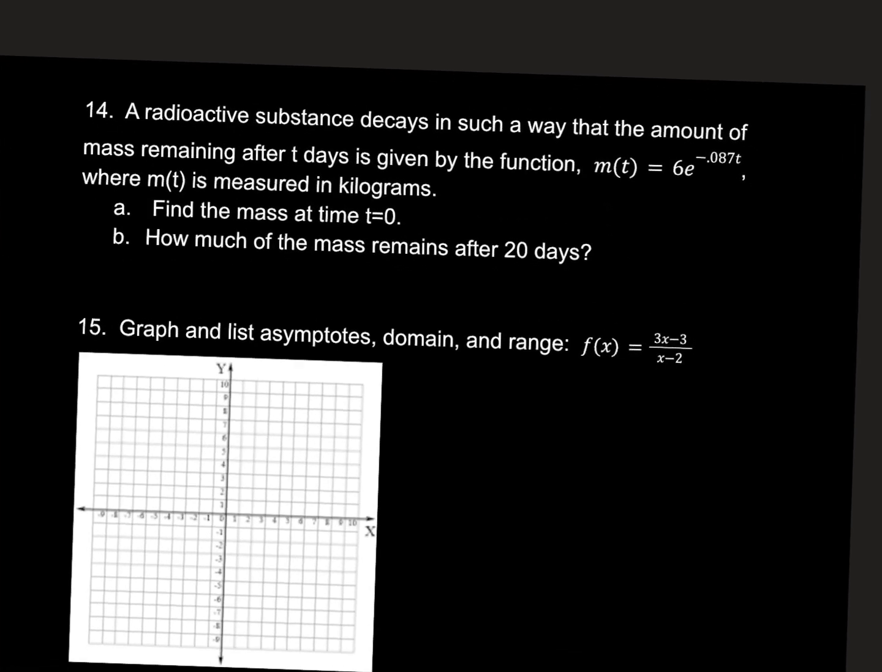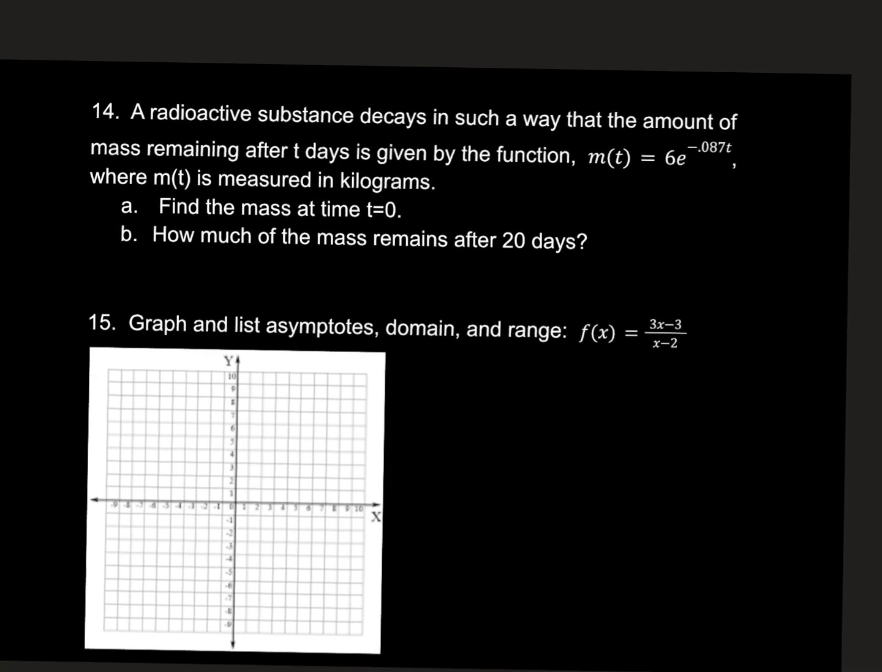14. A radioactive substance decays in such a way that the amount of mass remaining after T days is given by this. It's giving you the formula to use. Find the mass at time 0. So I'm just going to plug in 0 for T. If I do that, the whole exponent becomes 0, which means I really get 6e to the 0 power. Anything to the 0 power is 1, so it's really 6 times 1. So it's 6 kilograms initially, or at time 0.